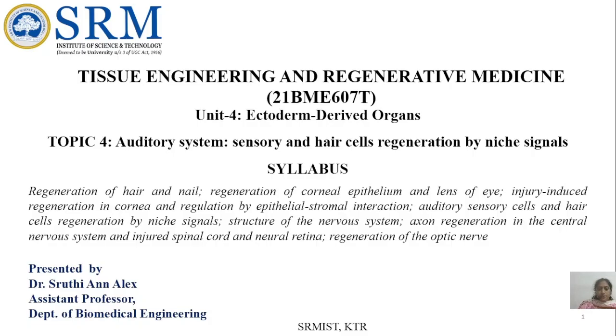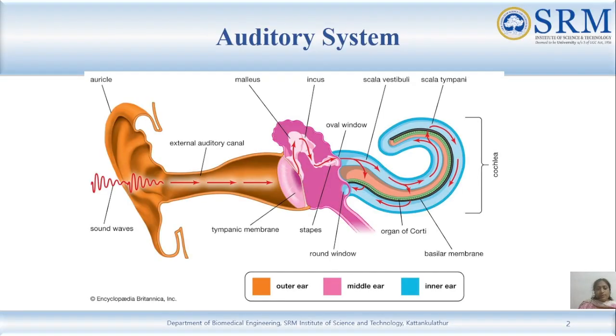So today we'll be looking at one of the topics in the ectoderm-derived organs, which comes under the Tissue Engineering and Regenerative Medicine course. So we're looking at a specific topic, which is the auditory system, the sensory hairs and their regeneration by need signals. So first coming to the auditory system.